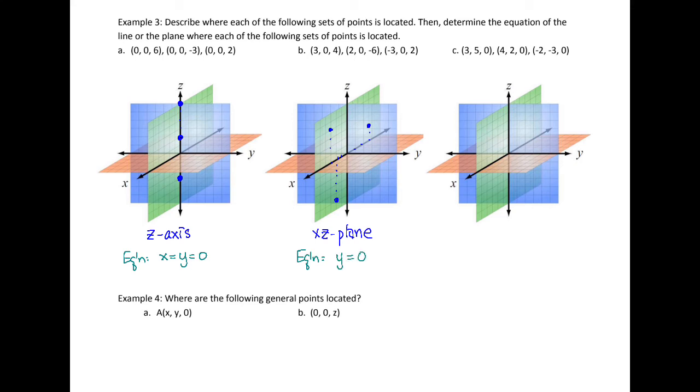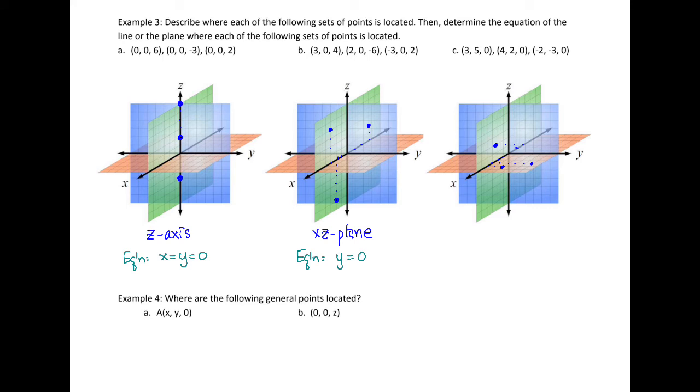Part C, the first point is 3, 5, 0. So 3 for the x, 5 for the y, is right here. And the next point is 4 for the x, 2 for the y, it's right there. And -2 for the x, -3 for the y. As you can see, those 3 points lie on the orange plane.